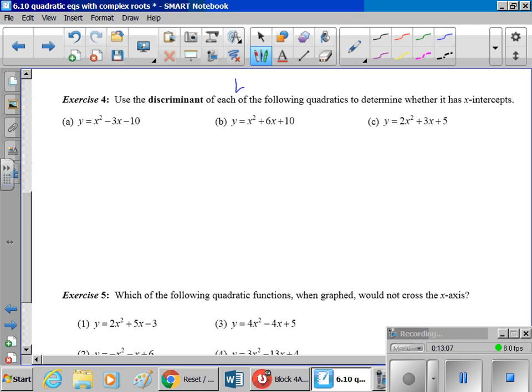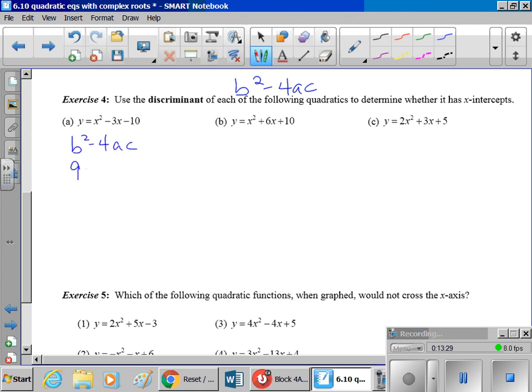So the discriminant is simply the b squared minus 4ac, which sits underneath that radical. If that radical is negative, we're going to have complex roots. If it's positive, we're going to have real roots. Okay, or we're going to basically have x-intercepts or not have x-intercepts. So let's go to the first one, and I'm going to write it down just to remind ourselves what we have.